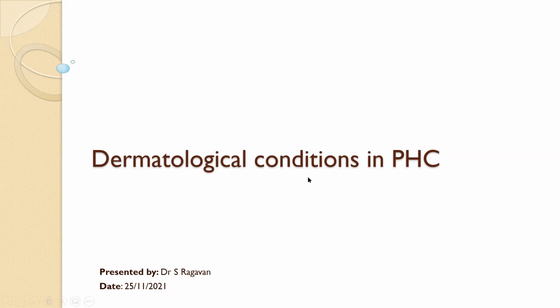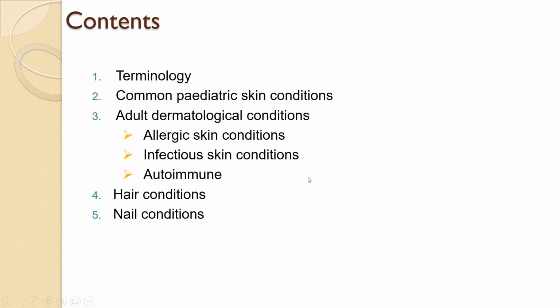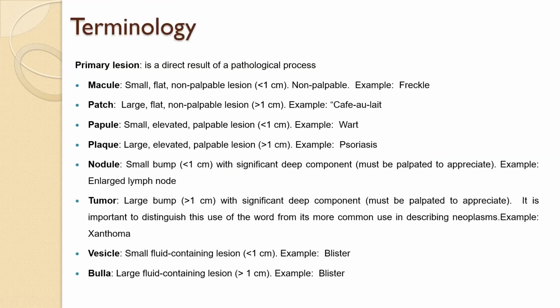Just going a bit into the contents of the presentation. I just want to run through a bit of terminology with you, some common pediatric conditions. We're also going to be looking at adult dermatological conditions, allergic skin conditions, infectious skin conditions, and autoimmune conditions. We're also going to look at some hair and nail conditions that are commonly seen in PHC. There are a few conditions that I haven't touched on in this presentation, primarily because we are short of time. Hopefully we can have a part 2 and discuss that a bit more.